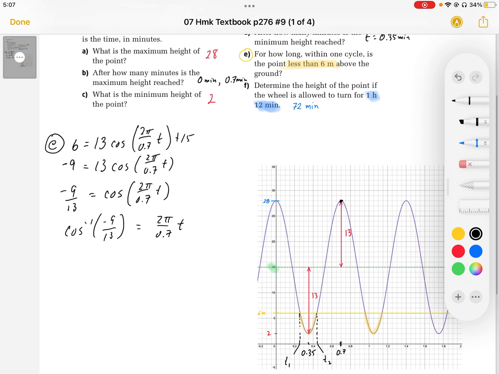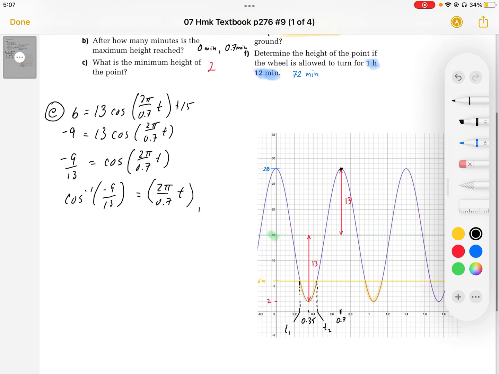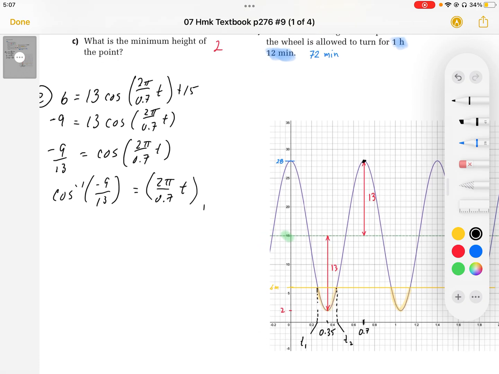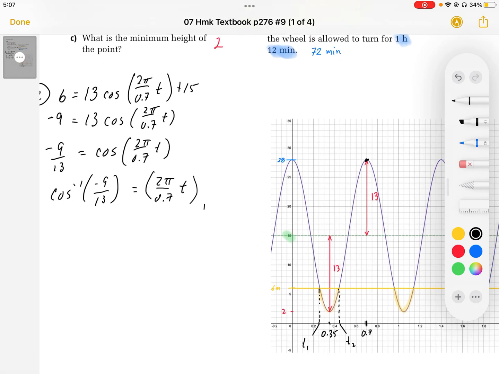And then finally solving for t. So this is going to represent t1, and this happens to be the first angle. We're going to solve this and get a decimal value. Then we still need to solve for t by multiplying that by 0.7 and dividing by 2 pi. That's going to be equal to t1.